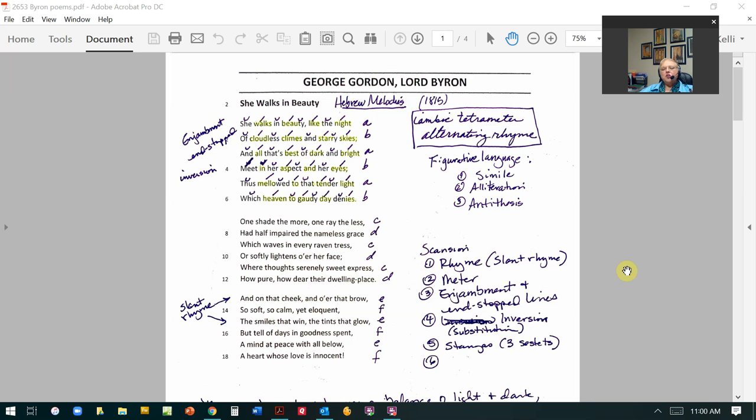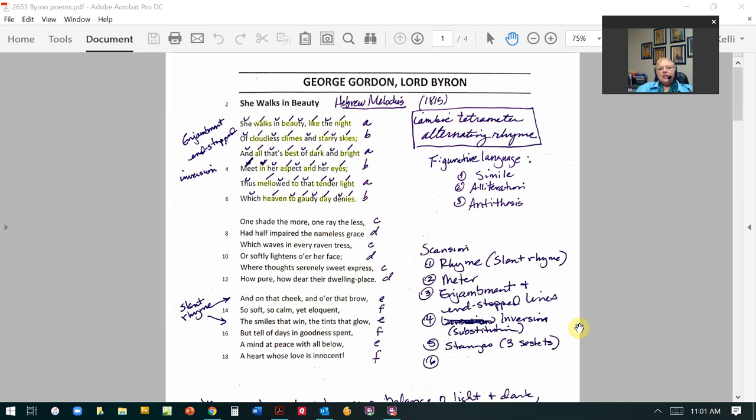So that's what we call an inversion, when you have just an odd metrical foot that breaks the pattern every once in a while. And it's quite common. I think we've already seen a poem that does that, or we might see another one here a little bit, and I'll point that out. In terms of stanzas, we have three sestets, right? A sestet is a stanza of 6 lines, right?